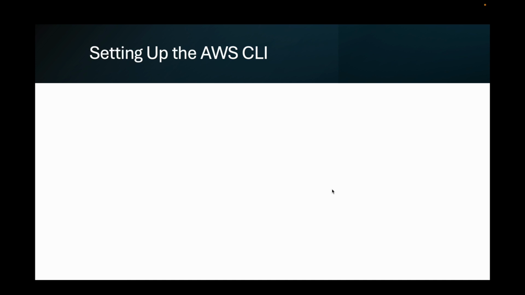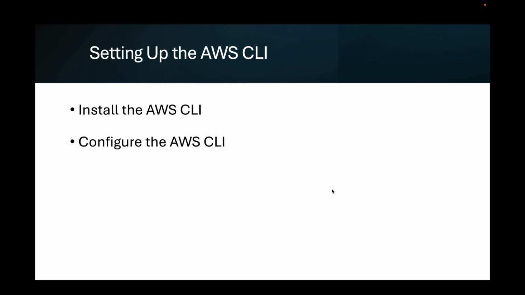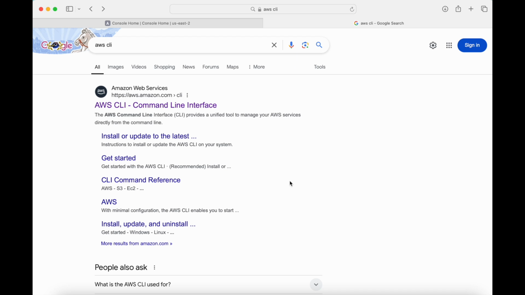Now let's look at setting up the AWS CLI. We'll be doing some hands-on in this particular case because we'll have to first install the AWS CLI. We'll then look at how to configure the AWS CLI, and then we'll look at some basic AWS CLI commands. Setting up the AWS CLI. Now, the first step, as I mentioned, is to install the AWS CLI.